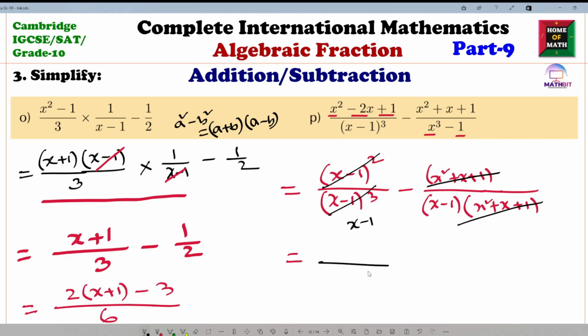So our answer is what? 1 divided by x minus 1 minus 1 divided by x minus 1. So we will not do anything else. 1 by x minus 1 minus 1 by x minus 1 cancels out. So the answer is 0. So number O and number P are done.